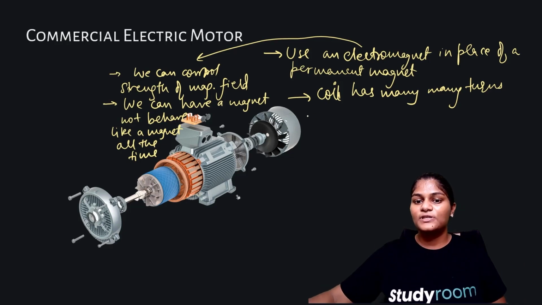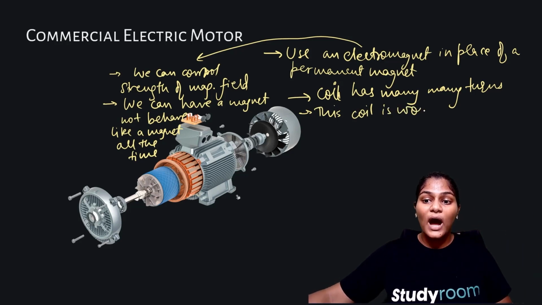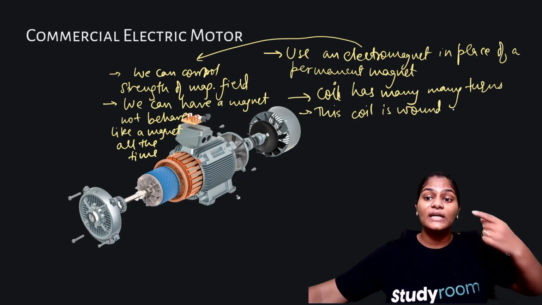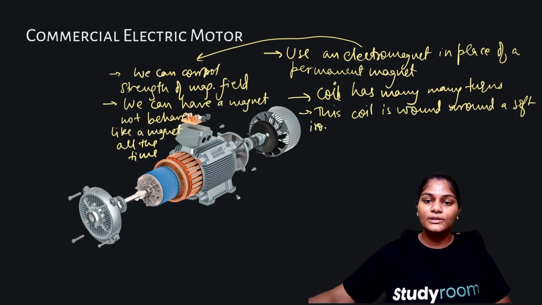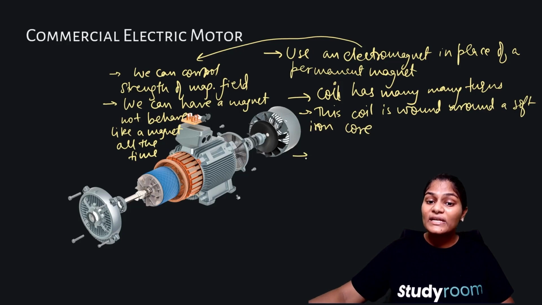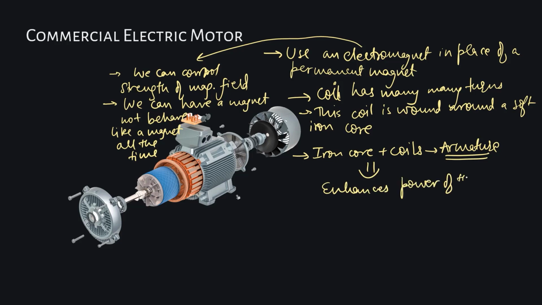The next difference is that this coil, which has many turns, is wound around a soft iron core. Why is that done? Because this soft iron core, plus the turns of the coil, together is called the armature. This is the technical term for it. These two together are called the armature, which enhances the power of the motor.